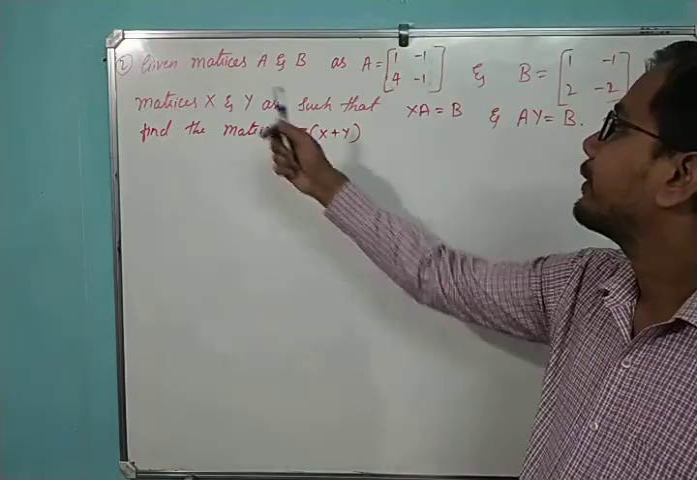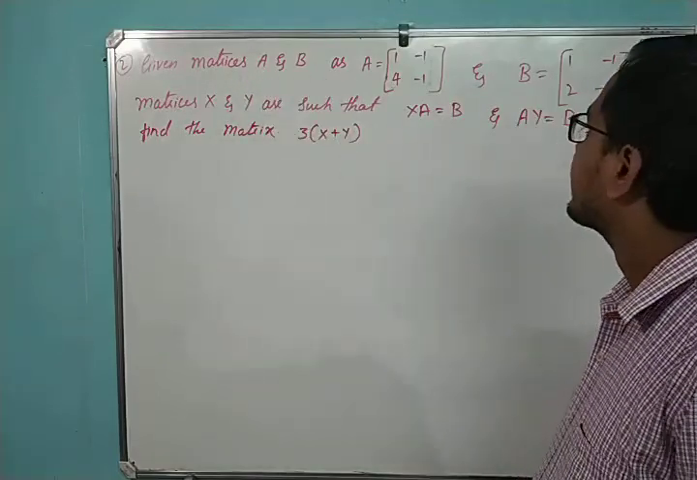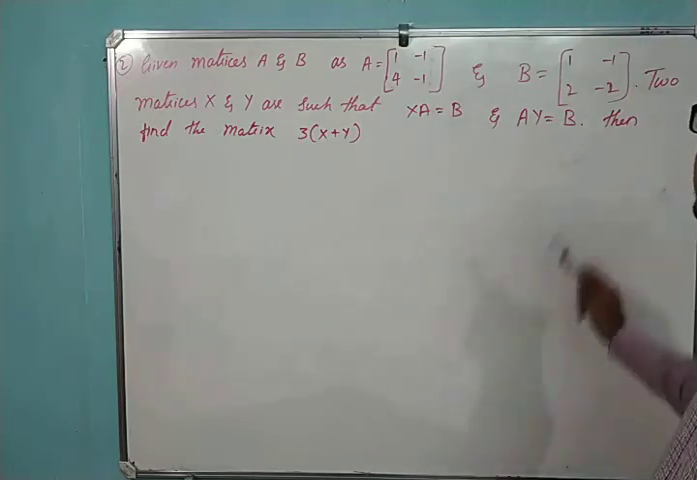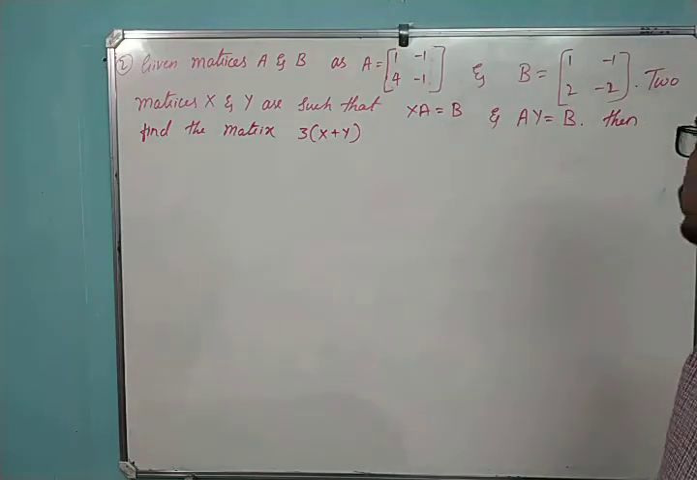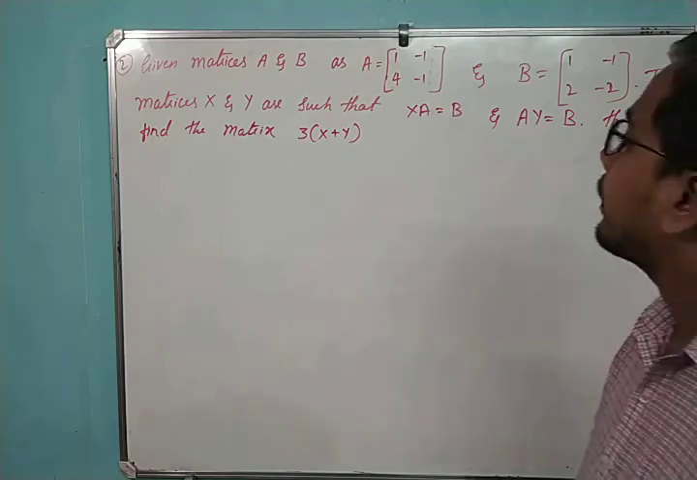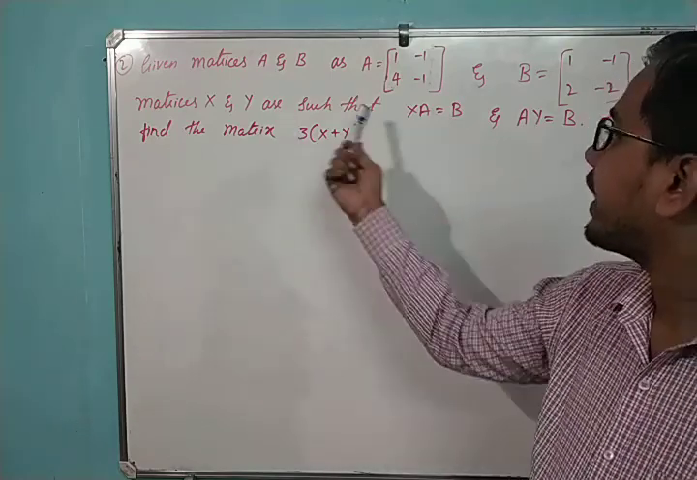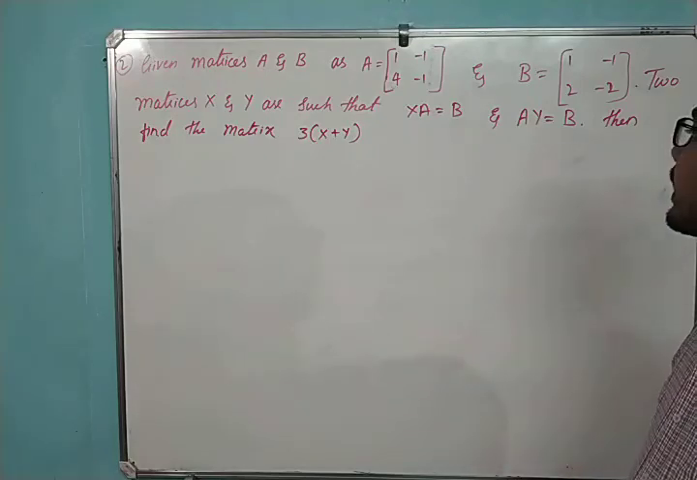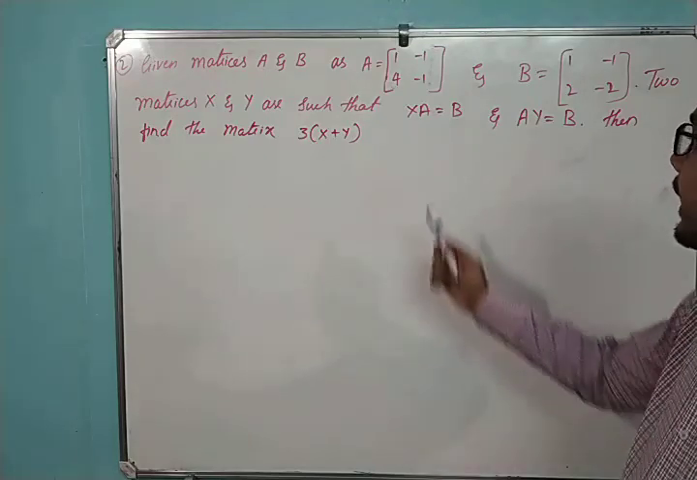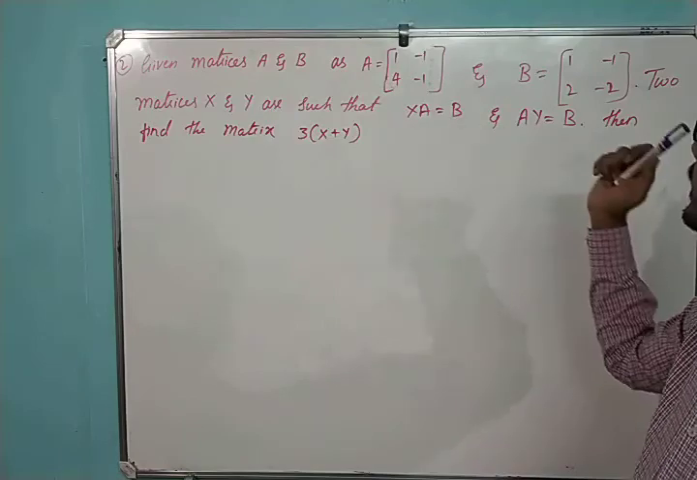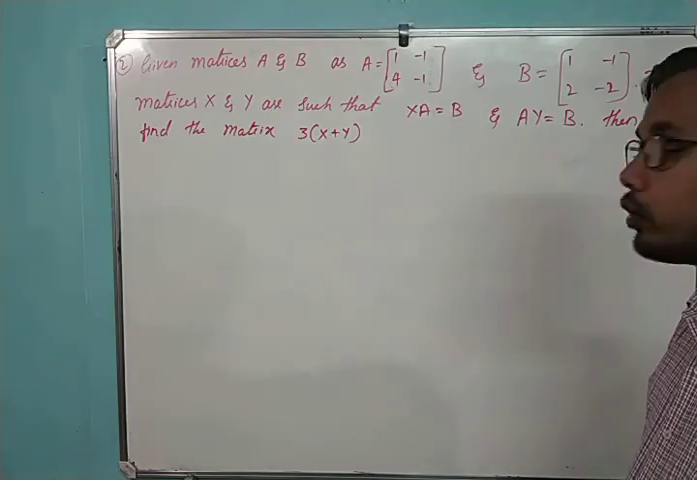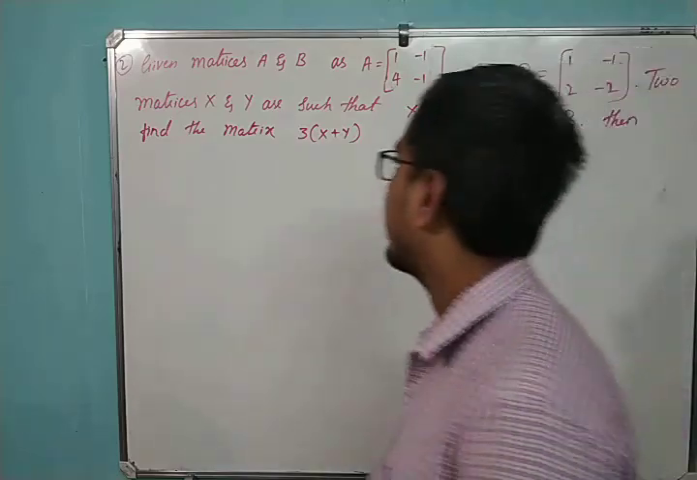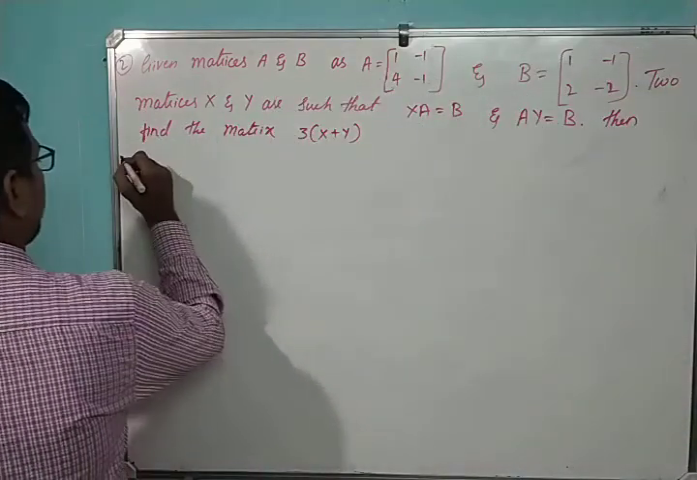So here they have given matrices A and B. A is a 2 cross 2 matrix, that is 1, minus 1, 4, minus 1, and B is 1, minus 1, 2, minus 2. Two matrices X and Y are such that X into A is equal to B and A into Y is equal to B. Then find the matrix 3 into X plus Y. So how to proceed for this?